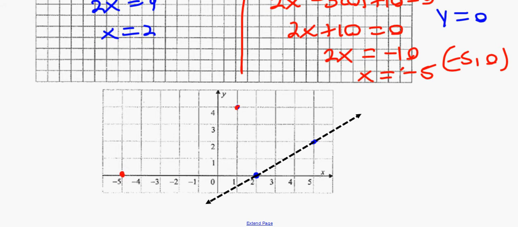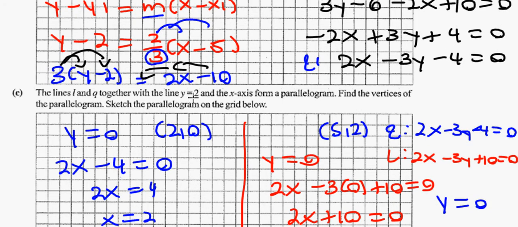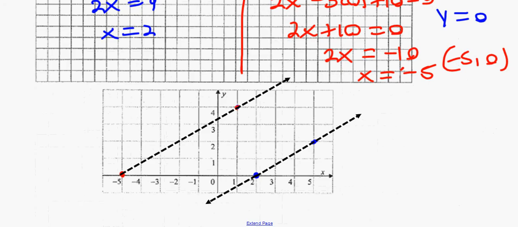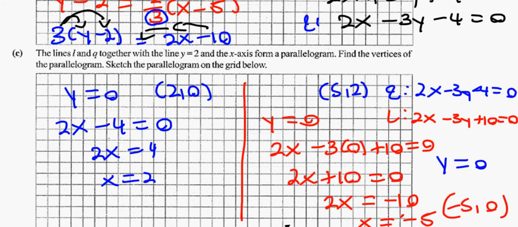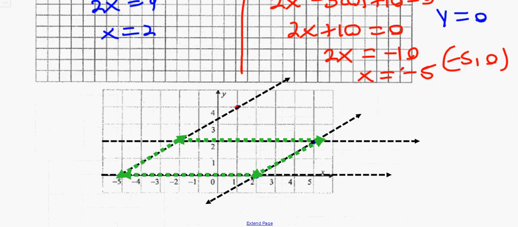So what we're going to do is join these two lines together, like so. And now we have the beginning of a parallelogram. Now what we're also told is the line y equals 2 and the x-axis. The x-axis is this line here, so that's part of it, and then the line y equals 2, which is this line here. Now we can see the formation of a parallelogram. It's this part in here. We can see the green part here is the parallelogram. So it just wants us to sketch the parallelogram on the grid below, which is now done.